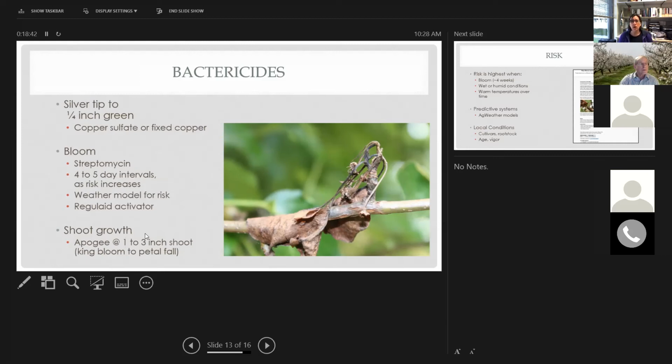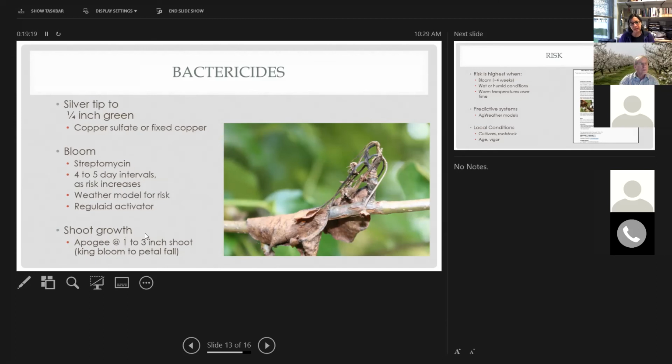But you're going to use your weather model to know what the weather is. So you may stretch out a little bit more so that you can time your next application closer to, for instance, a rain event. So you're going to use the weather model to take a look at when your risk is. We have a 5-year prediction on our weather model, and I will put that link in the chat box after this talk, so everybody will have it. So using the weather model, and when you use streptomycin, use Regulaid as an activator.